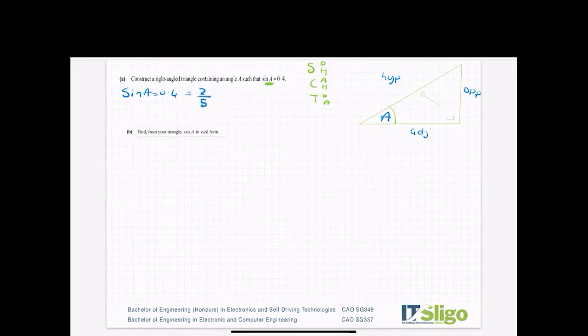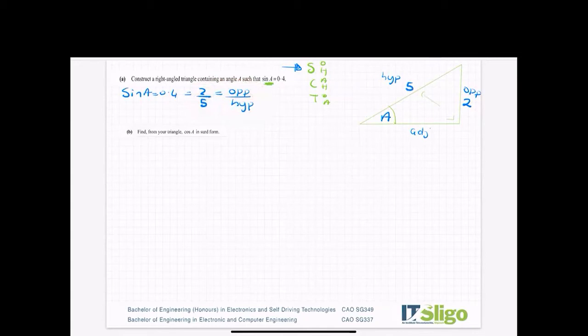Why do we want a fraction? Well, you can see up here that sine is equal to opposite over hypotenuse, okay? So when I write it as a fraction, I can see that my opposite is length 2 and my hypotenuse is length 5. Okay, and that's part A done then.